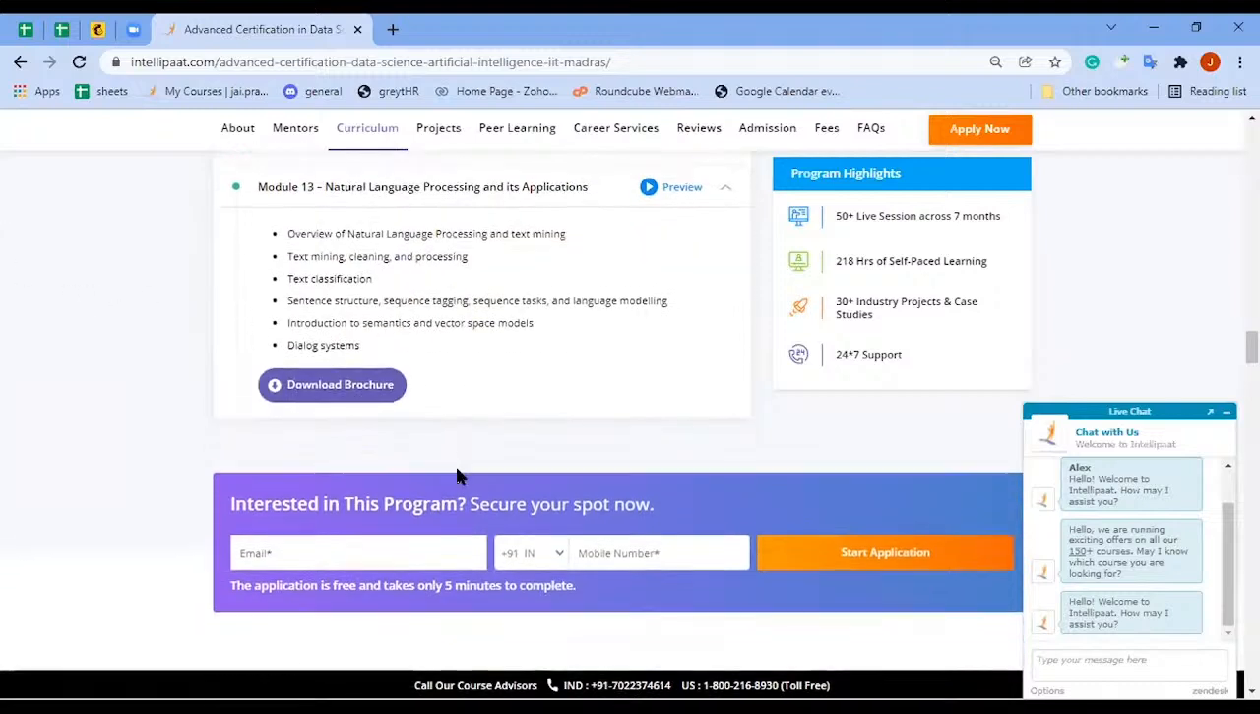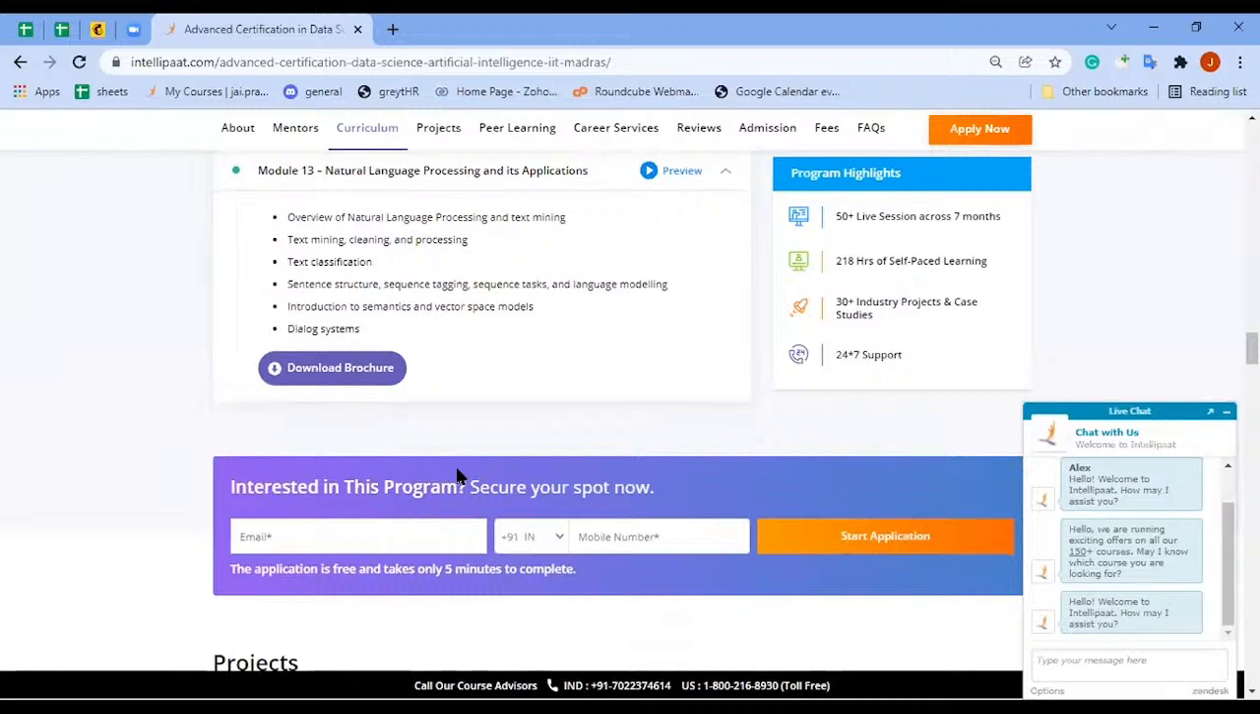Module number 13 is natural language processing. Natural language processing is another important aspect of AI itself, which will be taught using Python. Here you will learn concepts like cleaning, text mining, text classification, etc.